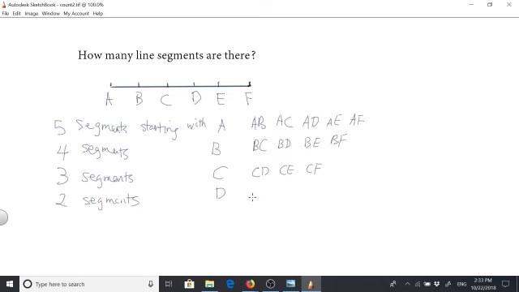5 plus 4 plus 3 plus 2 plus 1. Okay? And the last one is yeah. And again, total is 5 plus 4 plus 3 plus 2 plus 1 equals 15. All right. So this is the second way of counting.